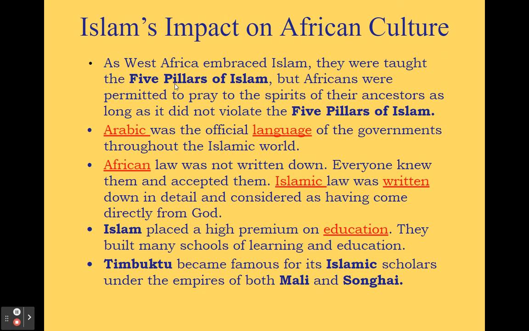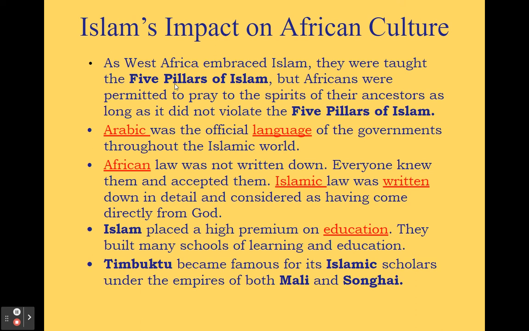So Arabic becomes the official language of the governments throughout the Islamic world, which is a huge deal because you can write Arabic down. African law wasn't written down until the Islamic religion and Arabic were adopted. So now they were writing down their laws in Arabic because they were written down in detail. They were considered to have come directly from God. It was so important to have them written down so people knew what to do.